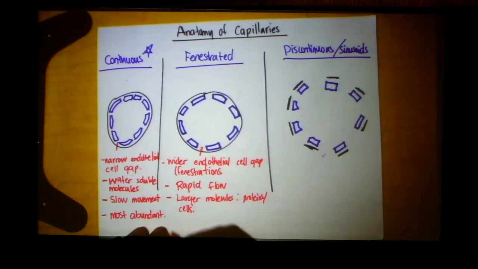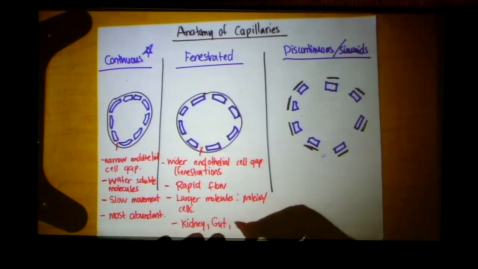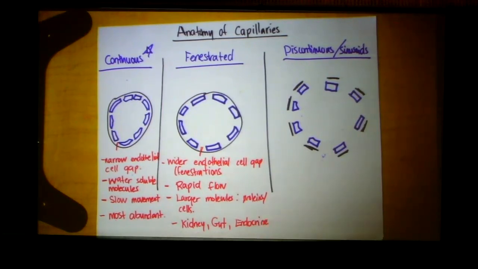Some of the examples in the body are going to be in the kidney, where we have reabsorption and secretion. We also see this in the gut. We also have reabsorption and secretion there. And then in the endocrine system, where those hormones must make their way into the blood.